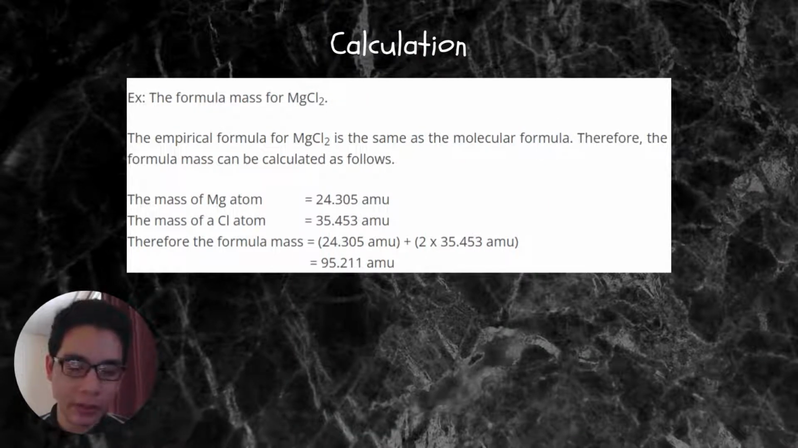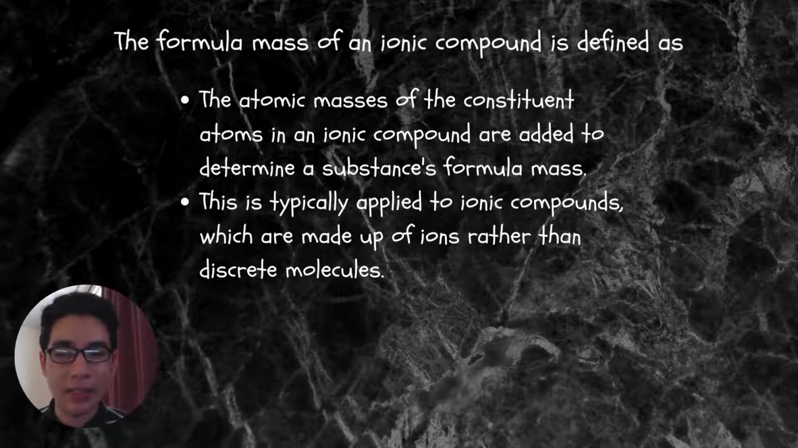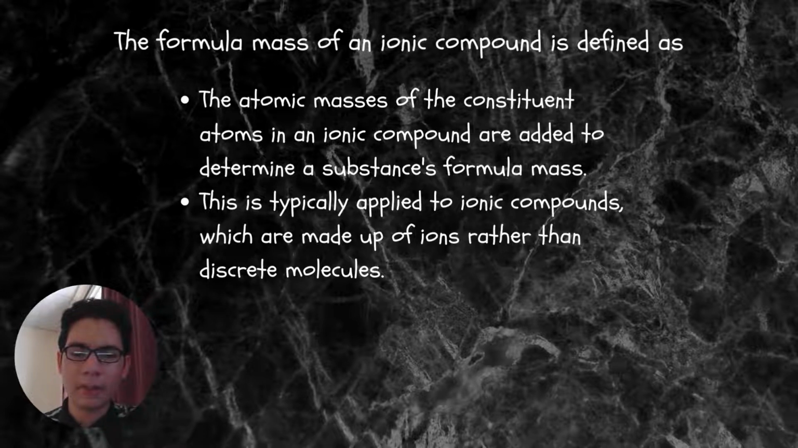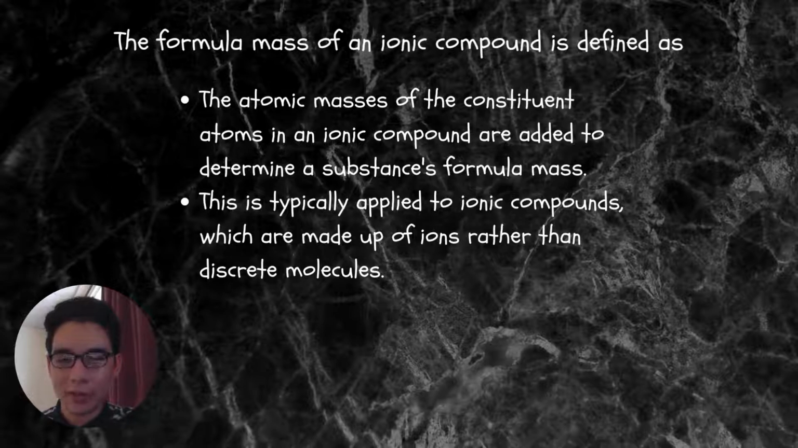So here is an example calculation of how to determine the formula mass of magnesium chloride. You can pause this video to understand it. What we did back then is the general definition. Like I said, it also applies to ionic compounds and molecular compounds, but I did mention it is specialized for ionic compounds. The formula mass of an ionic compound is defined as the atomic masses of the constituent atoms in an ionic compound added together to determine the substance's formula mass. This is typically applied to ionic compounds, as mentioned, which are made up of ions rather than discrete molecules.